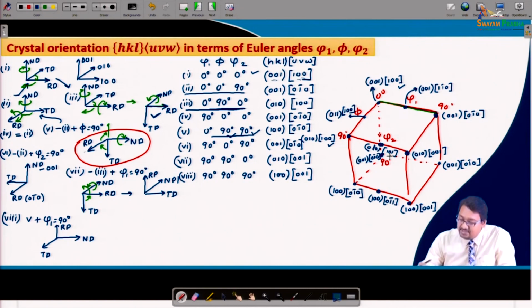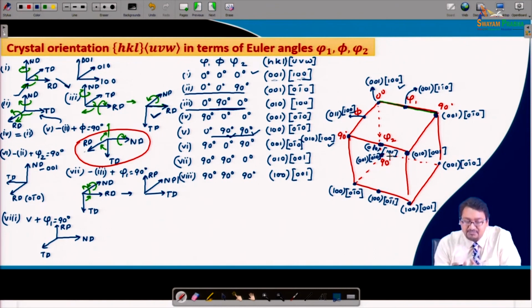Like that, one can trace each and every component of the Euler space, that is each and every position of the Euler space, which is in phi 1, phi, phi 2, in terms of HKL, UVW, Miller indices, by using a rotation which is basically opposite of the regular trend, that is the specimen axis is rotated by phi 1, phi, phi 2, that is a rotation along ND, RD and ND, to go to the crystal axis by the Euler criteria following Bunge's way of rotation.